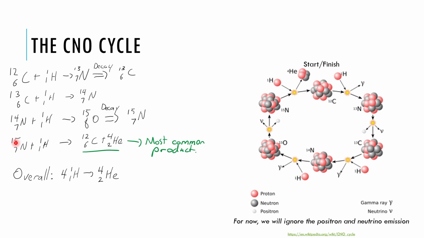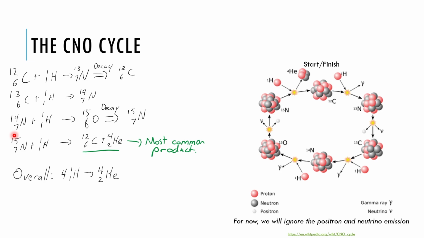This nitrogen-15 picks up the 4th hydrogen, and in this process, the large nucleus with 16 particles and 8 protons splits into 2, forming carbon-12, the material that we had at the start, and our new helium particle. What this means is that the carbon-12 can begin the cycle again, and with a new set of 4 protons, form a new helium nucleus.